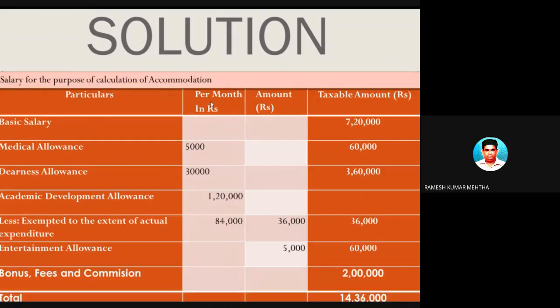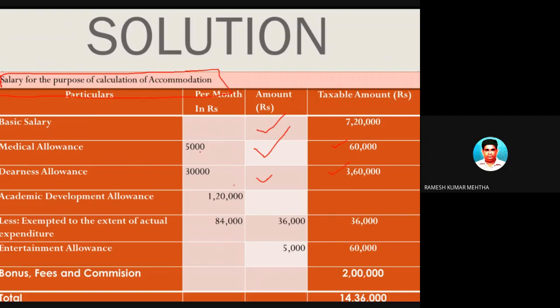Look here. If you look carefully, for salary for the purpose of calculation of accommodation, you have to do it the way I have done it. You are also supposed to do it this way in the examination. So salary for the purpose is basic salary, number one. Number two, DA. I am assuming that DA is not forming a part of the retirement benefit, so I am ignoring it. Medical allowance, whatever is taxable: 60,000 is taxable, so I have considered that. DNS allowance, 30,000 is taxable per month, so 3,60,000 is taxable for the full year.